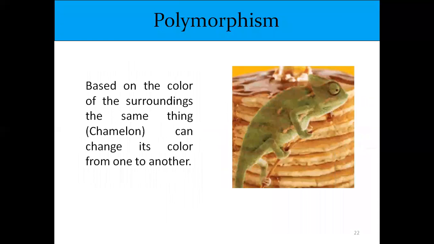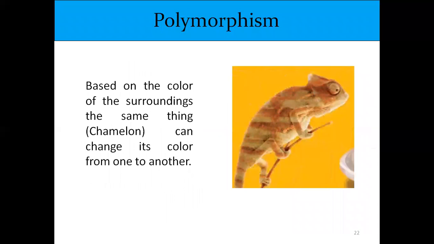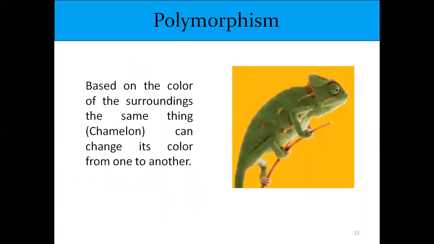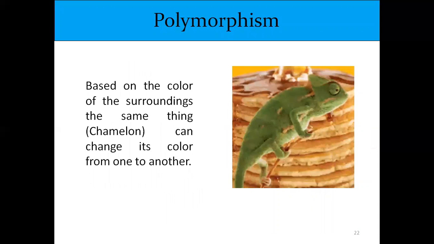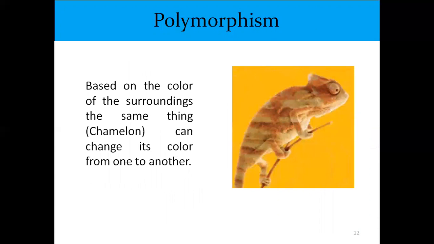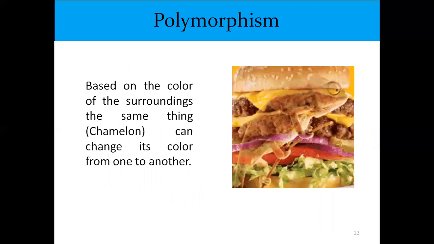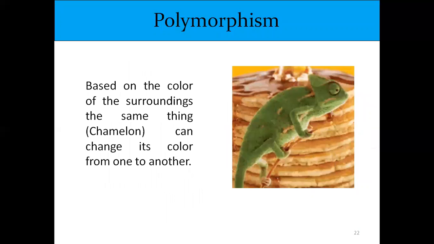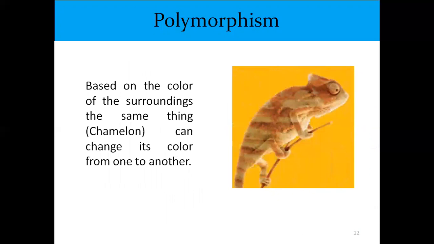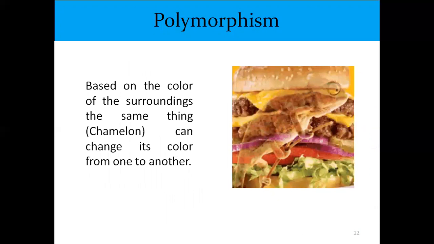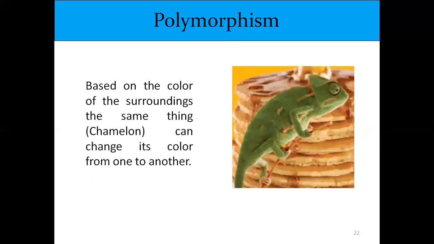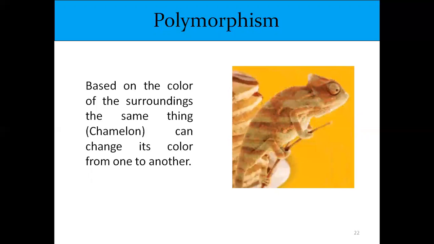Let us consider the animal chameleon. This animal changes its color to reflect the surroundings to hide from its prey. It is really cool. Based on the color of the surroundings, the same chameleon can change its color from one form to another form. So this is the best example of polymorphism. An object may have different types of formats depending upon the particular situation. You can implement these concepts in Java.